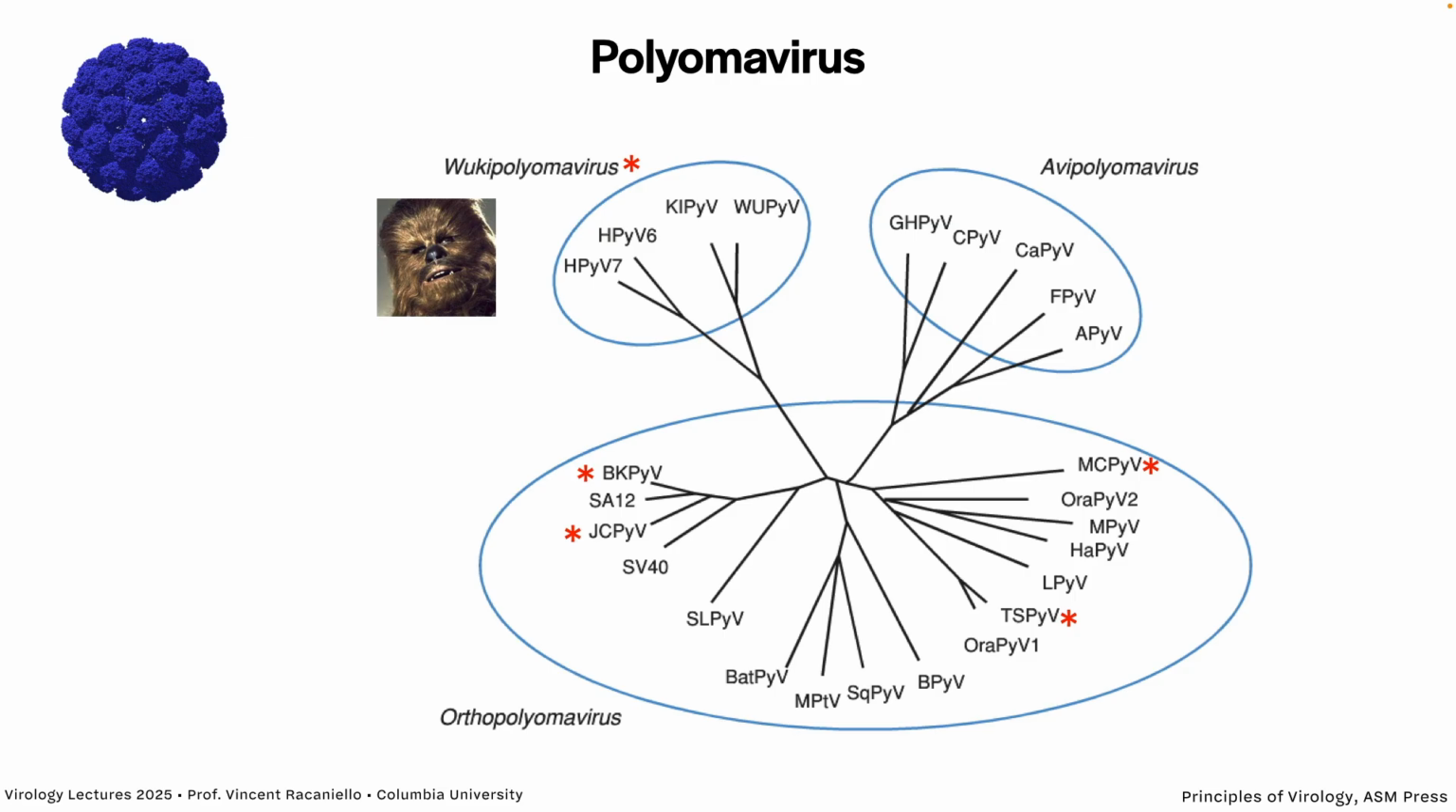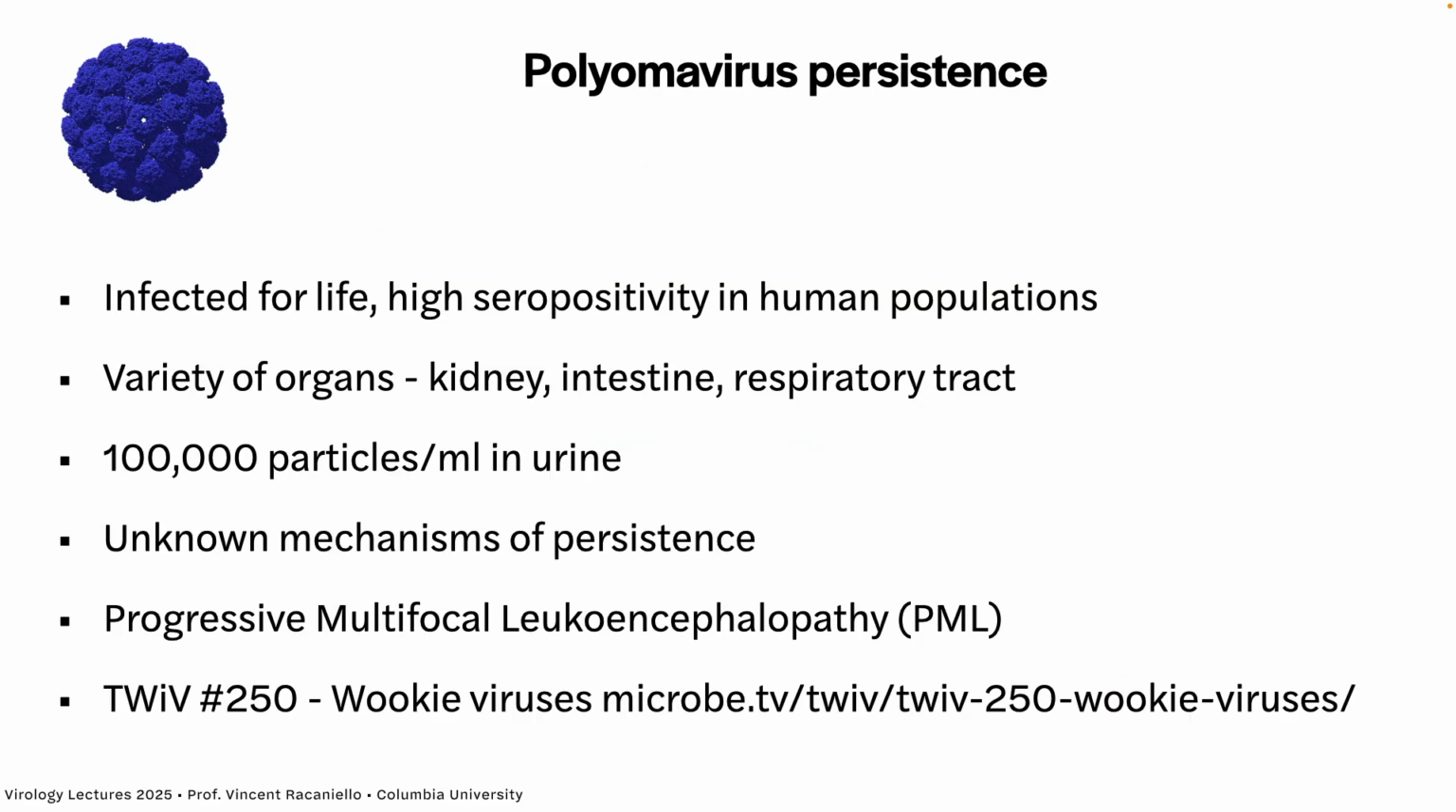Here's SV40, but then BK, JC, TSP, and MCP. These are all polyomaviruses that infect humans. Now, most people are infected with some variant of one of these polyomaviruses. You get it early in life, and human populations are highly seropositive for these various polyomaviruses. They infect a variety of organs, kidney, intestine, respiratory tract. Some people shed 100,000 particles per mil in urine.